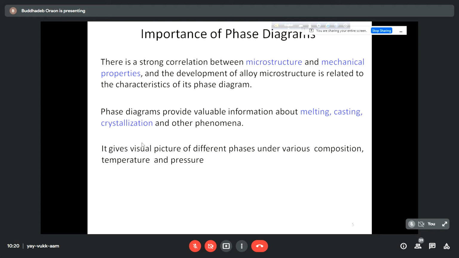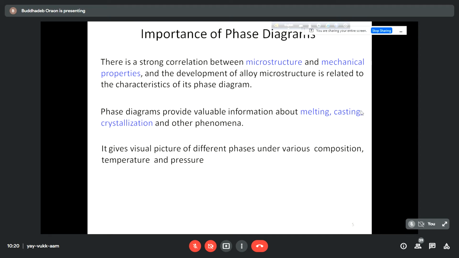There is a strong correlation between microstructure and mechanical properties, and the development of alloy microstructure is related to the characteristics of phase diagrams, which I have already told you. The phase diagrams provide valuable information about melting, casting, and crystallization, say when you are going to manufacture some components with the help of casting.